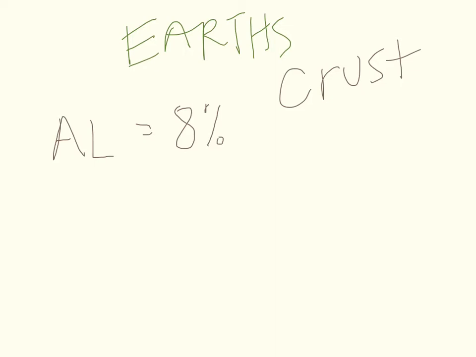The next element that we see in the Earth's crust is oxygen, which is right underneath aluminum. So you should see in your box oxygen.